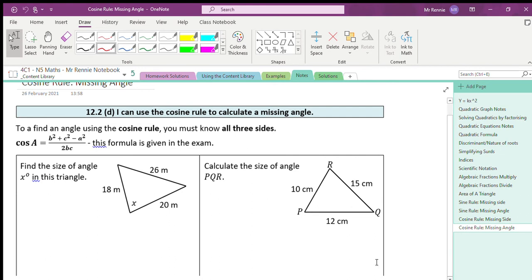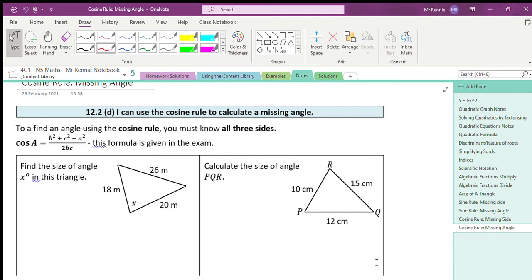Hi there, in this video today we're going to be looking at section 12.2 part D in your notes, which is using the cosine rule to calculate a missing angle this time. Just like the sine rule can help us work out a missing side or a missing angle, we can use the cosine rule to do also the same thing.